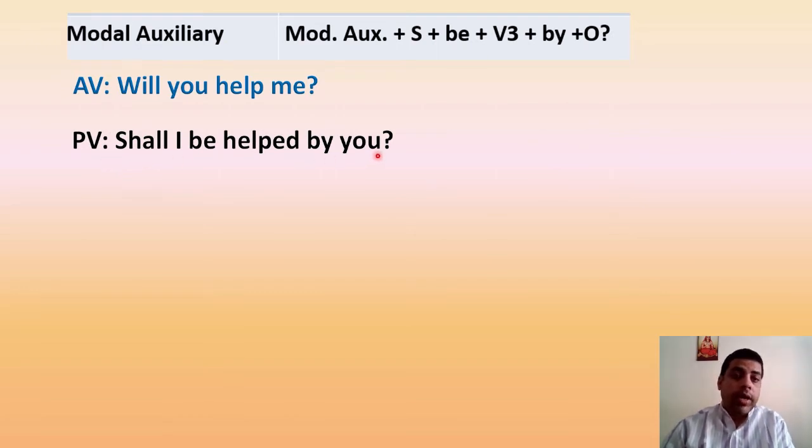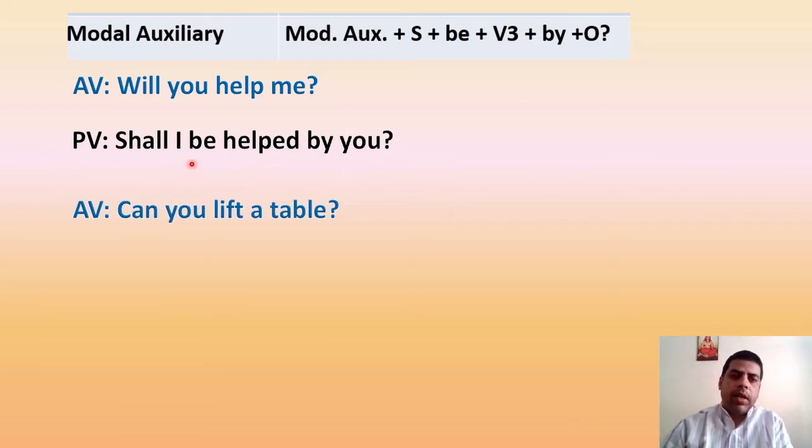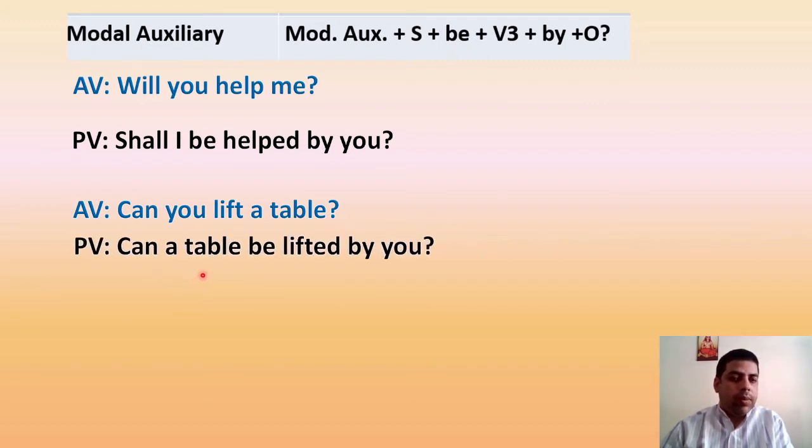You may also write, Will I be helped by you? There is no problem in that. Let's go for one more example. Can you lift a table? Now modal auxiliary is can. So the same modal auxiliary will be coming, can. A table is the object, so that will become the subject. Can a table be lifted by you? That will be the answer.